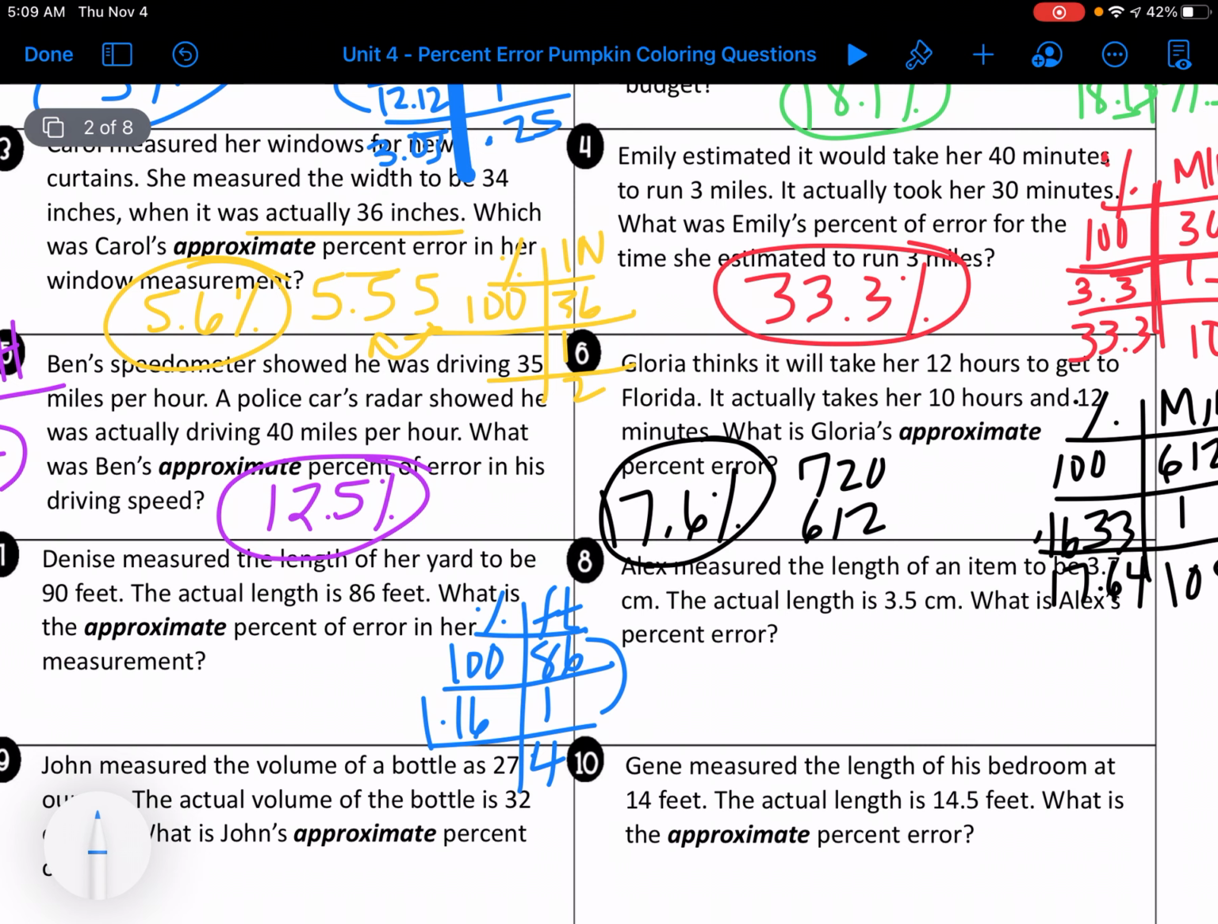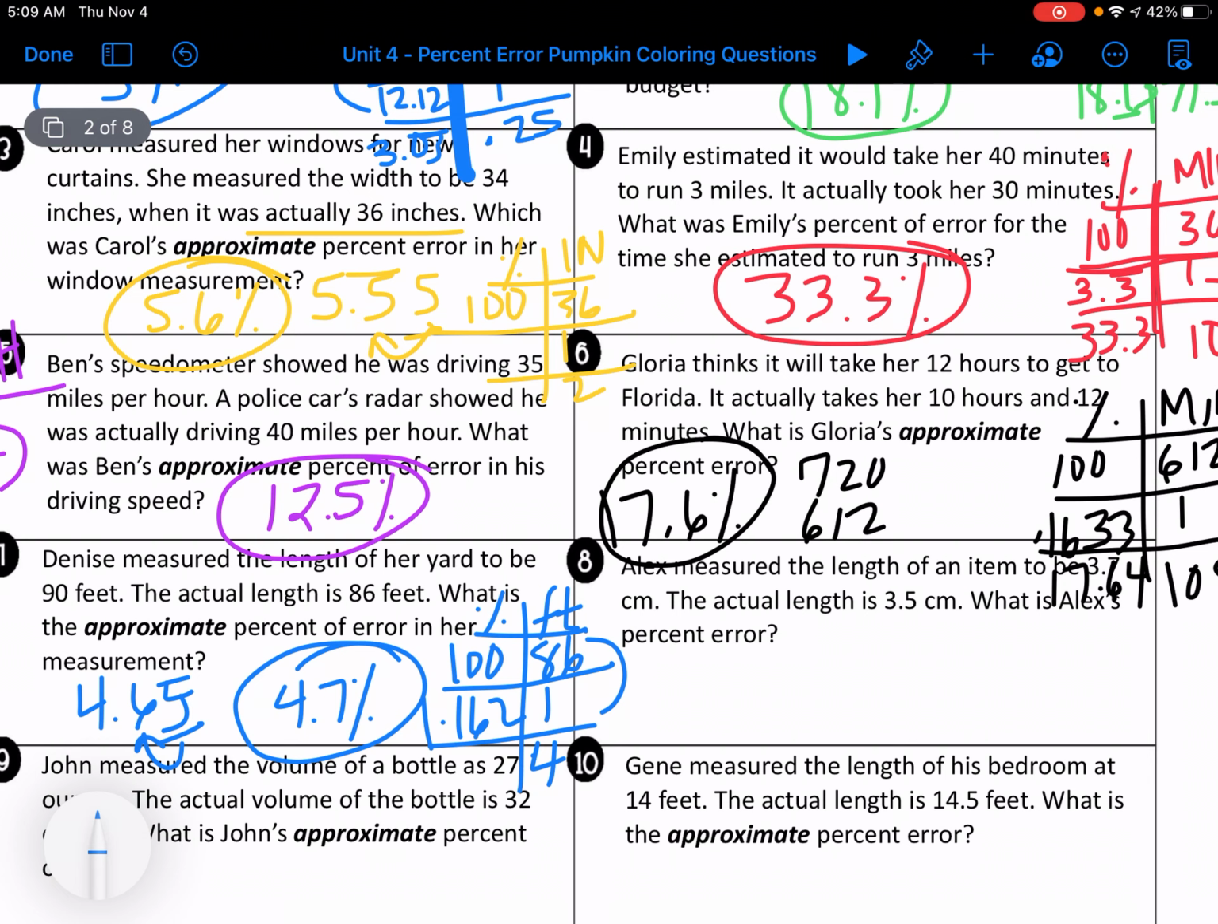I'm just going to write down a couple of the digits, and then I'm going to multiply by 4. So I get 4.65. The 5 tells the 6 to round up, so 4.7%.